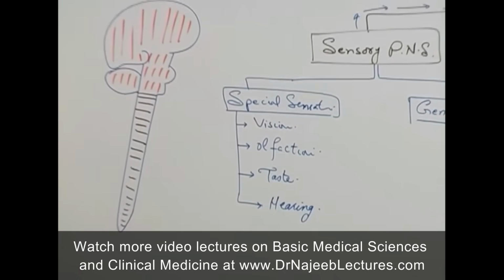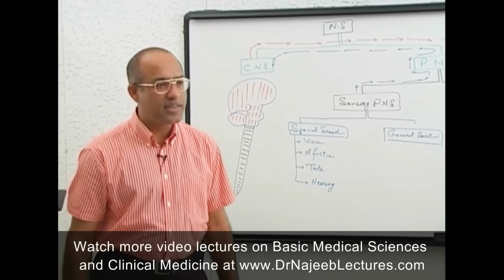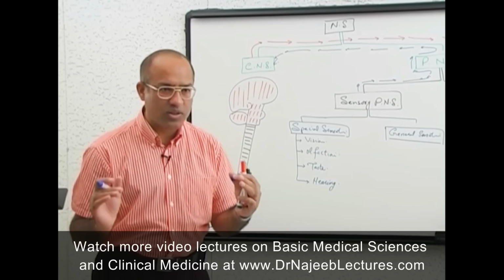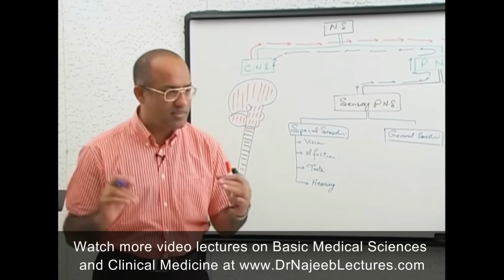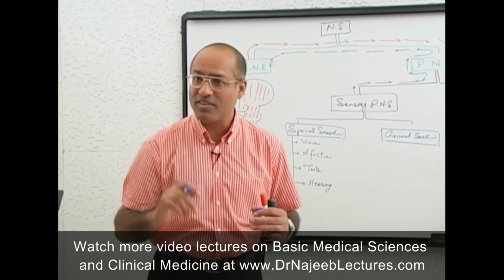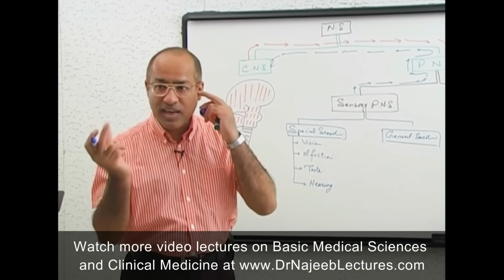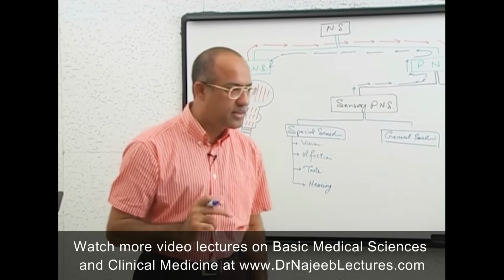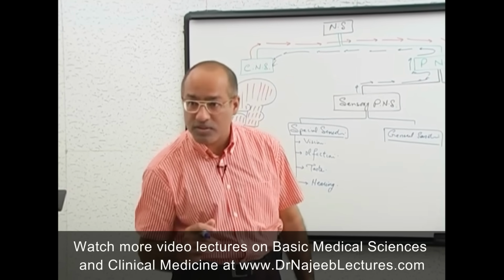That is also a special sense. Then the sense of balance. The inner ear has two parts. One is concerned with hearing, which is called the cochlear system. The other is concerned with balance, which is called the vestibular system. The vestibular system is a specialized functional unit which can very accurately determine position and sends the sense of position to the central nervous system.